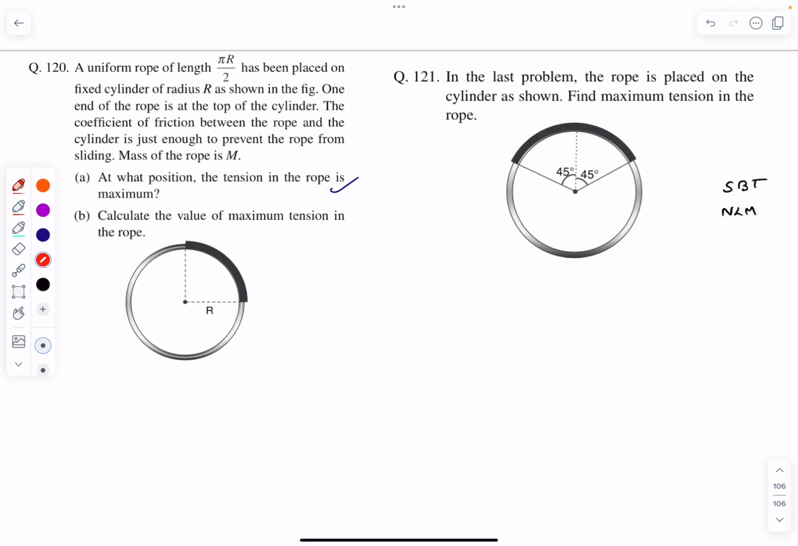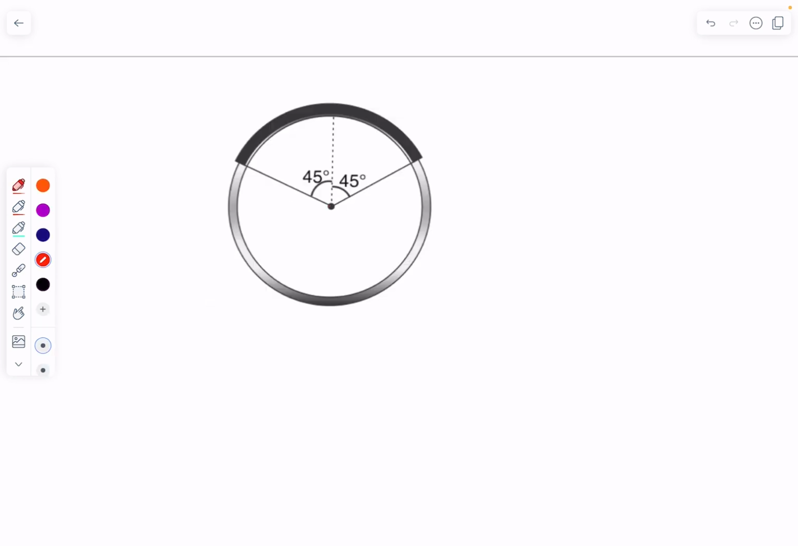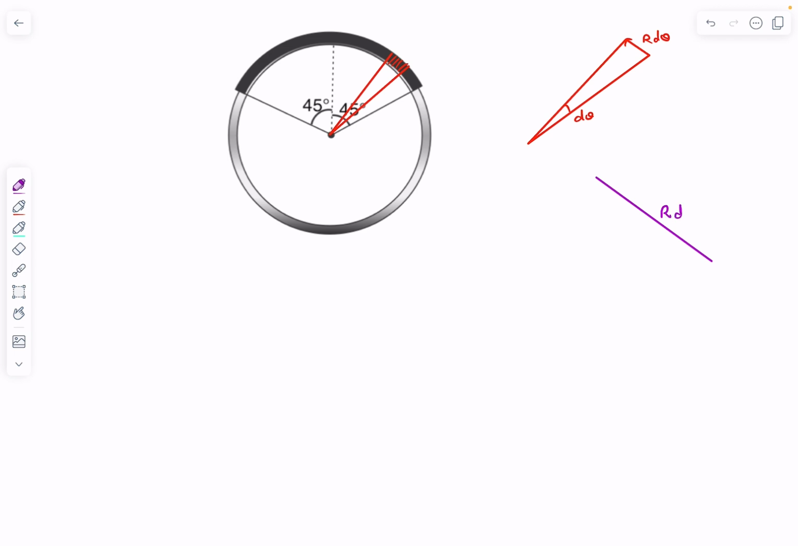So now let's talk about this question 121. Okay, so we basically take the same rope and we place it on top of the cylinder like this. Now here they're asking us to find the maximum tension. So basically the friction coefficient is still mu equals 1, and we have to talk about the maximum tension here. So let's take a differential element here. So I'm taking this particular element over here. Let's say the length of this part is r d theta. So I'm taking this angle as d theta. Okay, so let's draw an enlarged triangle. So this is r d theta.